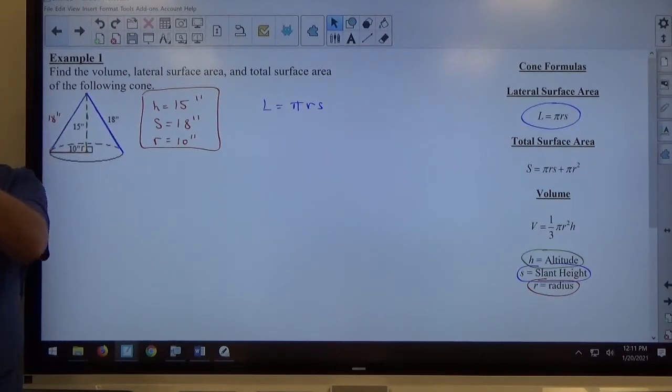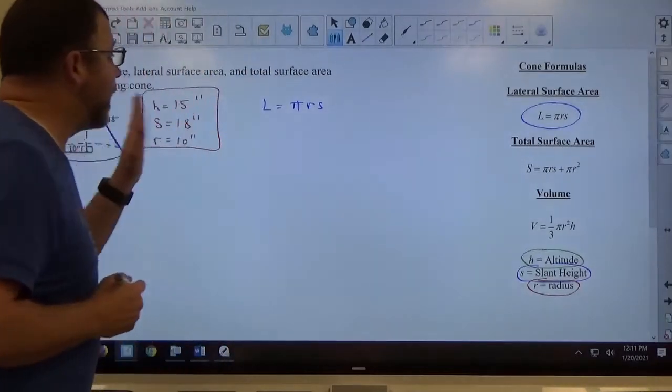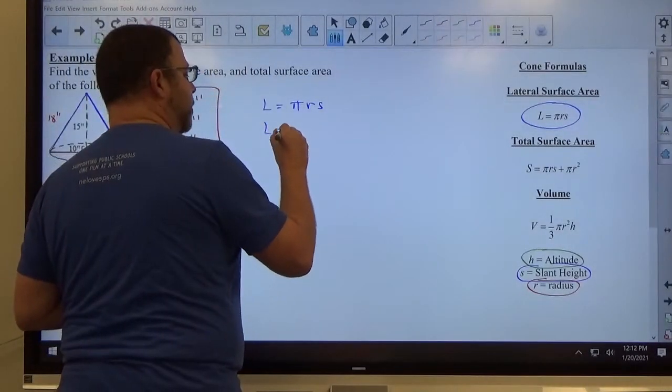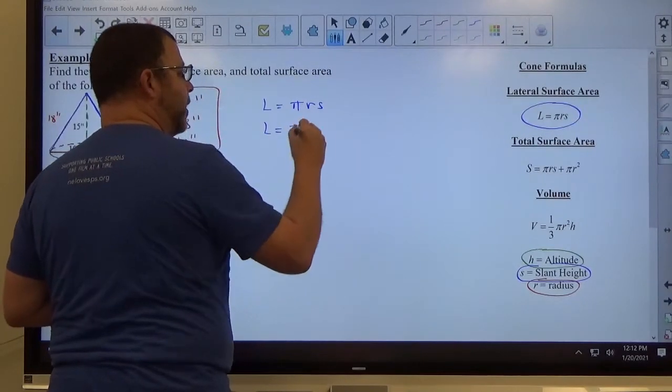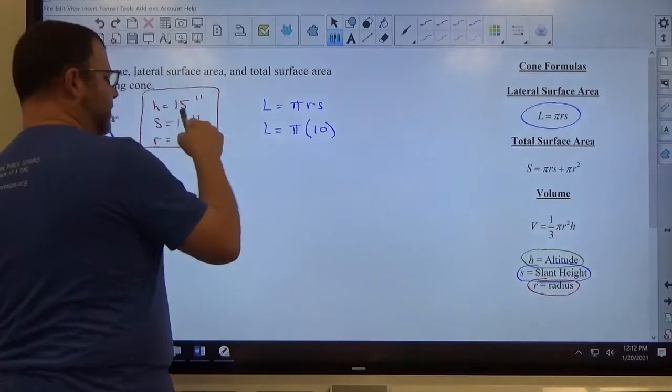If you put a cookie on top of that ice cream cone, I know we're getting near lunch, I'm sorry about that, but if we put a cookie on top of our ice cream cone, now it does have a base, that'd be the total surface area, the area of the cookie plus the area of the cone. And then volume would be how much ice cream fits inside of it. All right, so that kind of helps visualize what's going on here. So, lateral surface area is pi times r times s. We're going to use the pi button on our calculator, but pi stays pi. R is 10 inches. S is 18 inches.